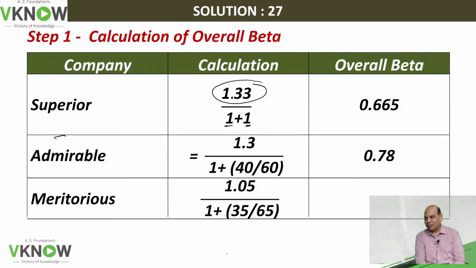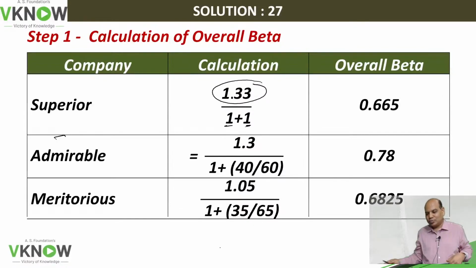Final. So we have common pinch. Answer please. What is Meritorious overall beta? 0.6825. Please check. 0.6825. Very good, Anup. 0.6825.